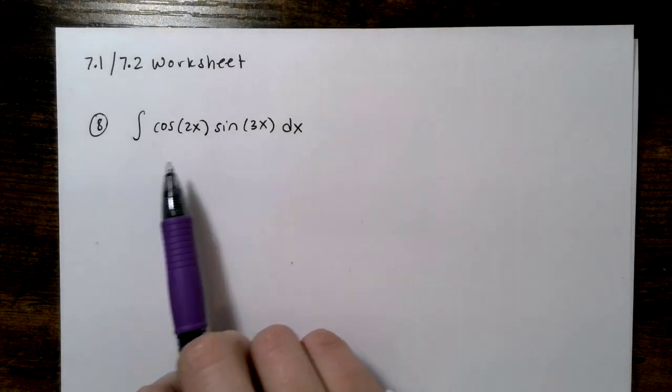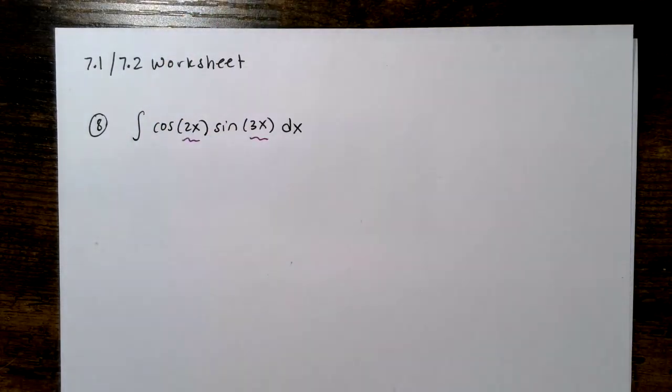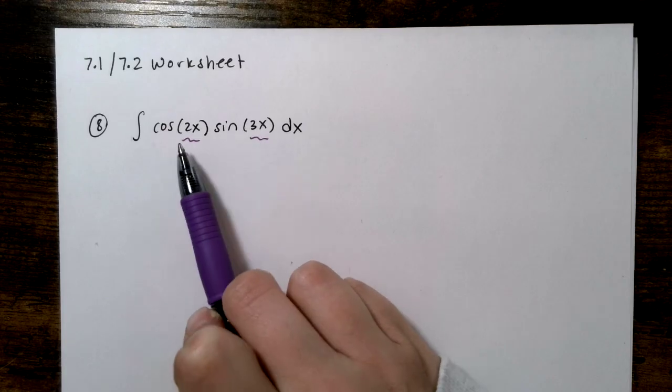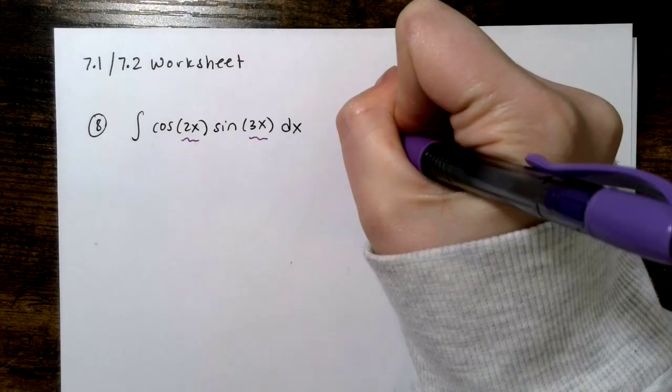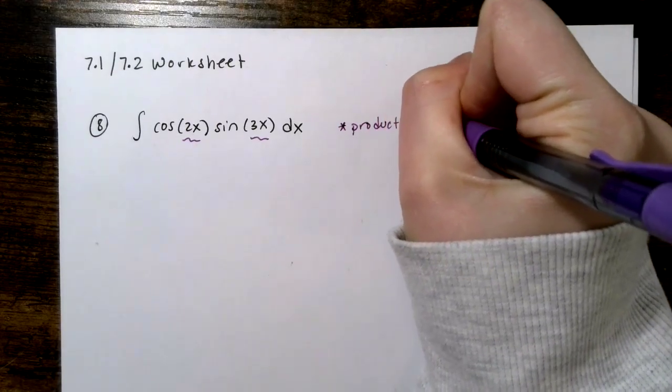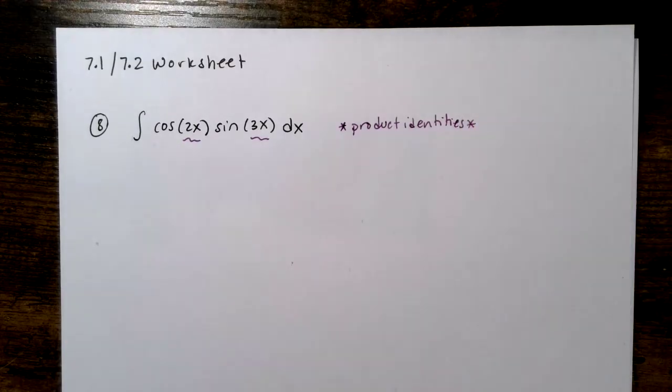A substitution would still work. But the main difference here is that cosine has 2x in its interior and sine has 3x. So our normal u substitution approach does not work here. As soon as you see that those two interiors don't match, that means this is a job for the product identities, which we typically don't have to memorize for tests and quizzes, but it does show up in the homework and it's worth knowing how to do it.